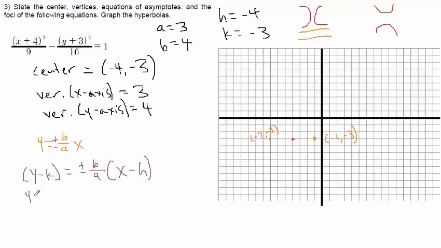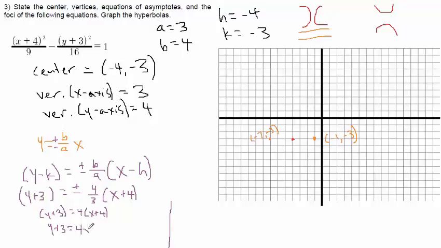So we've got y minus, well, minus k would be plus 3, equals plus or minus b over a, which is 4 over 3, times x plus 4, that is x minus negative 4. And then you could simply make each one y equals mx plus b. Let's do a positive and a negative, so let's split them up. Let's do the positive on this side. On this side, we'll do y plus 3 equals 4 times x plus 4. And that becomes 4x plus 16. So y plus 3 equals 4x plus 16.